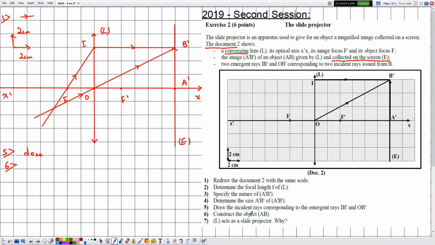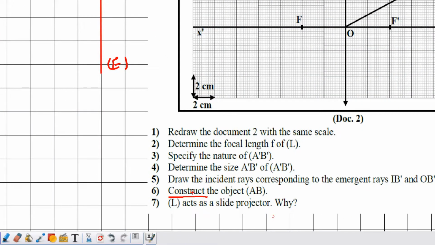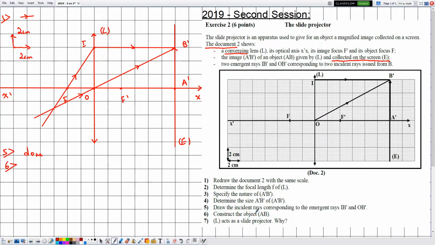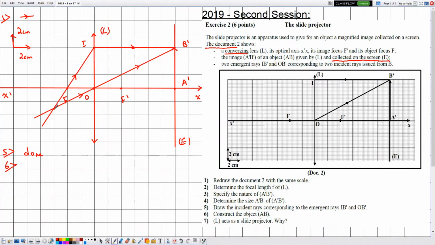In number 6 they are telling me construct the object AB, and the word construct means that we need to trace and justify at the same time. So first let's trace the object AB. Always the intersection of the incident rays is the object of the image. So this point is the intersection of the incident rays. Notice that these incident rays are coming from these emergent rays that are coming from the point B prime. Therefore their point of intersection, which is here, is the object B of the image B prime. So this is B.